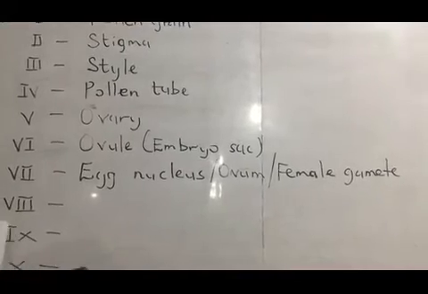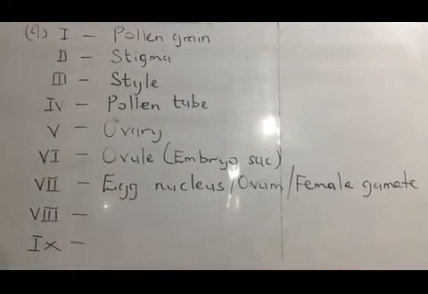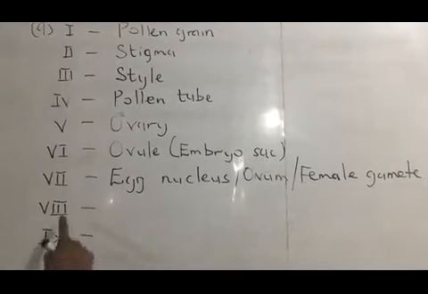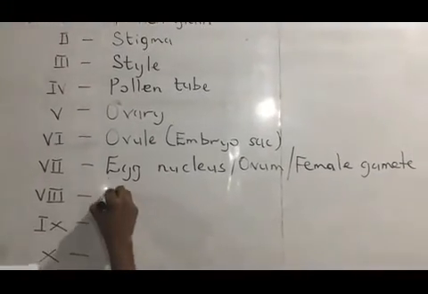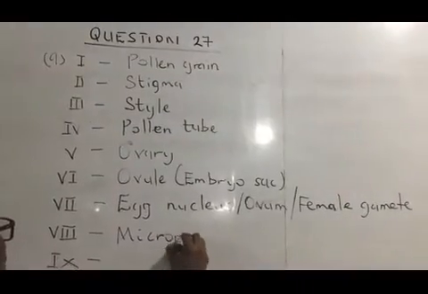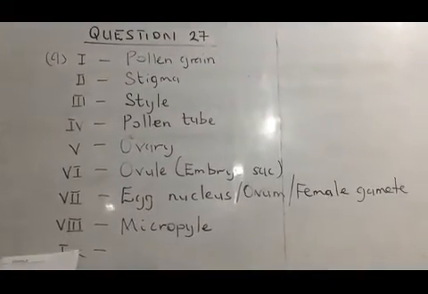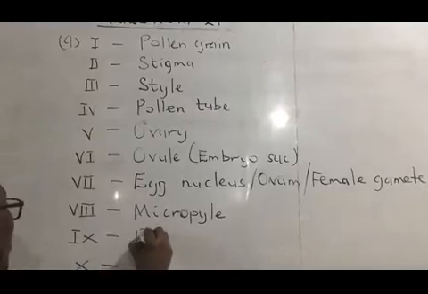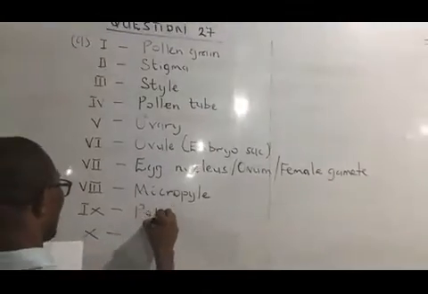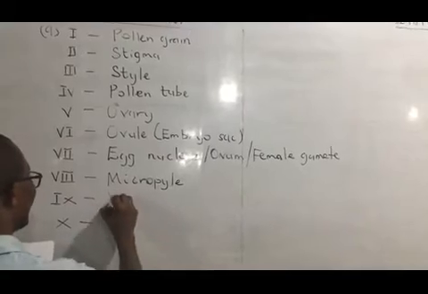Then the VII, the VI is appearing twice, but the second one should be VIII. And that is a micropyle. The IX is the pollen tube nucleus, or you call it the vegetative nucleus.